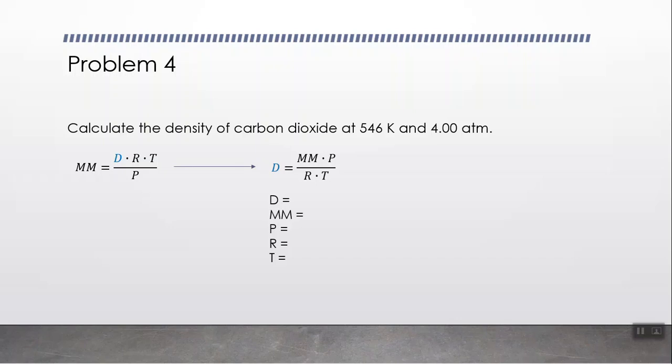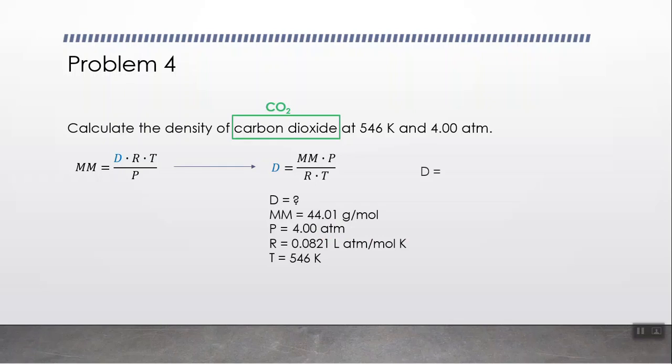The first numerical value that you are given is temperature, 546 Kelvin. You have pressure, which is 4.00 atmospheres. You see that the pressure unit is atmospheres, so what is the R value that you are going to use for this problem? 0.0821. And what else can we figure out from the information that's given? We can figure out the molar mass of carbon dioxide. Do you remember the formula for carbon dioxide? It's CO2. Take a look at your periodic table, add up the masses, and you should get a molar mass of 44.01 grams per mole.